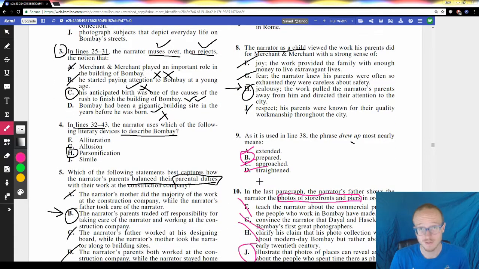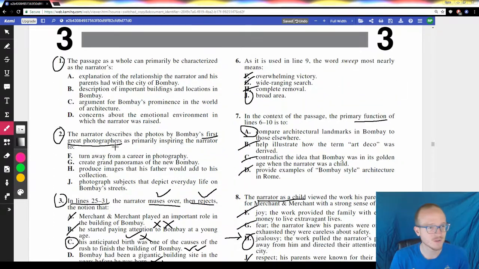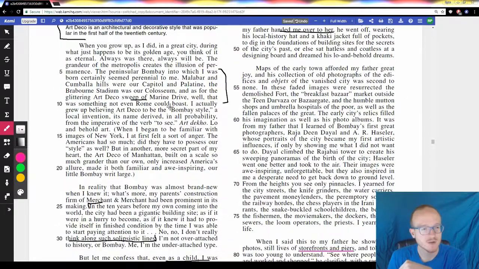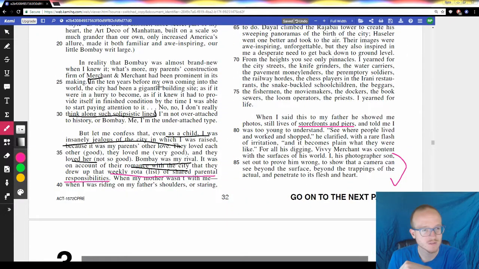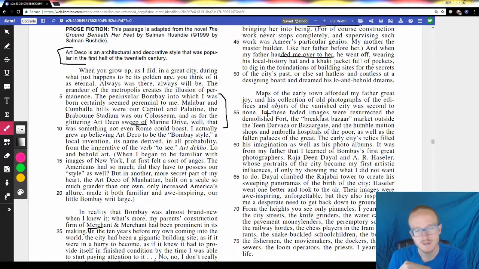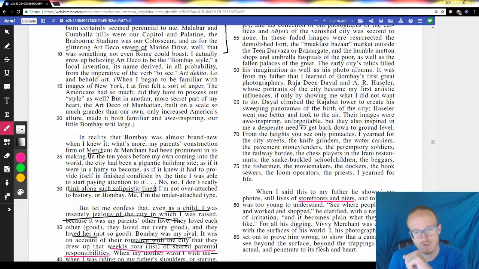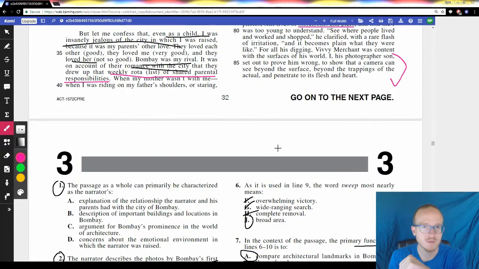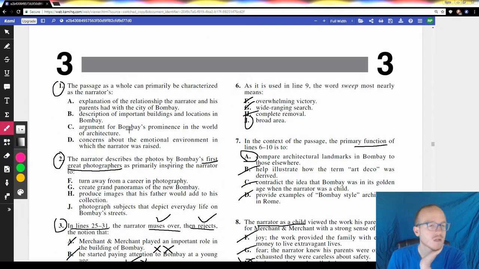Okay, so you might be, yeah, we're done, but remember, we actually skipped these first two. So the narrator as a whole can primarily be characterized as the narrator's. So when I think about what's in here, there's some architecture stuff. There's some thinking about him as before he was born, thinking about his childhood and his parents. This we haven't looked at, but let's just ignore it for now and hope for the best. And then this is like he has this relationship with his father that makes him want to take pictures, right? So exploration of the relationship his narrator and his parents had with the city of Bombay. This is pretty tempting so far.